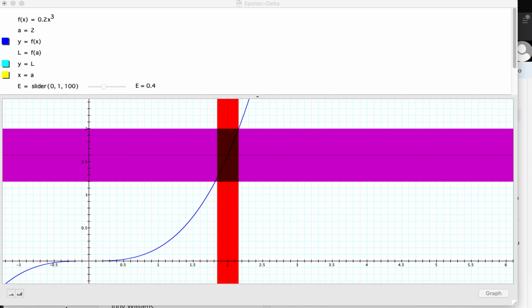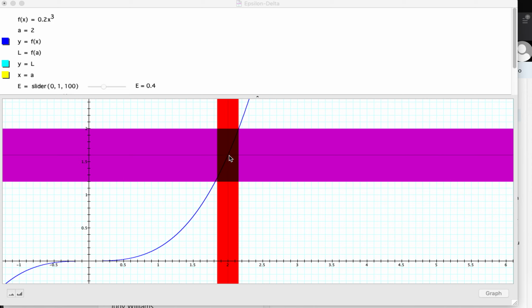So I've got a cubic function, flattened out some by the 0.2, but we're looking at the limit as x approaches 2. So that's my a value, that's the point that I'm looking at, right around 2. What are the values of f of x? It's a nice smooth, continuous function, so if x was equal to 2, I would get 0.2 times 8, which is 1.6.